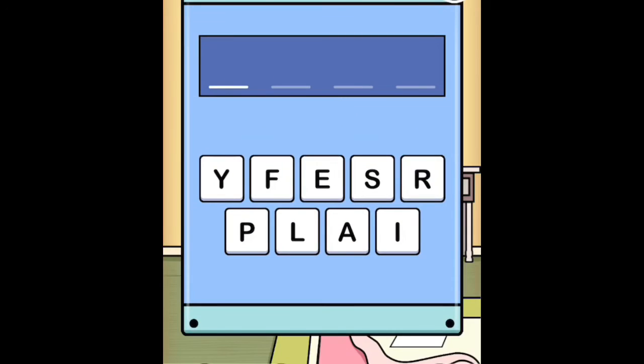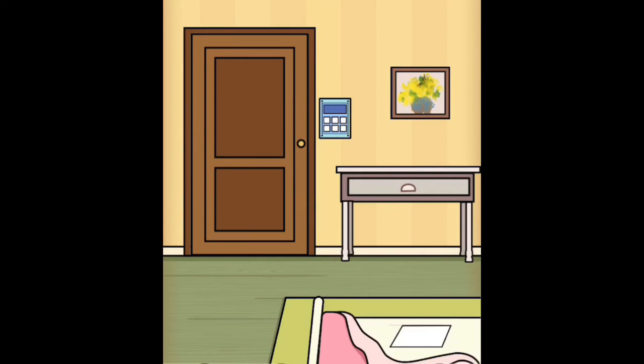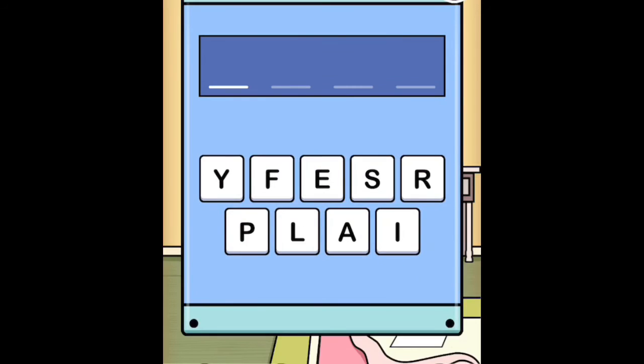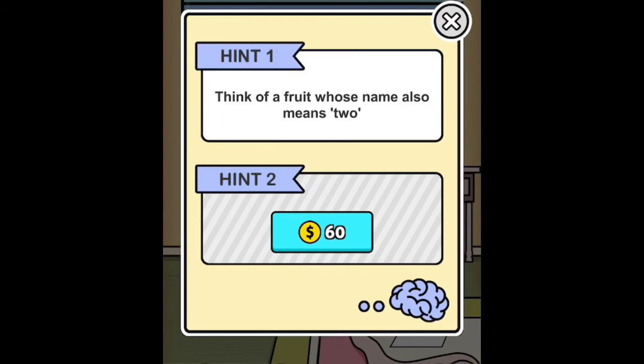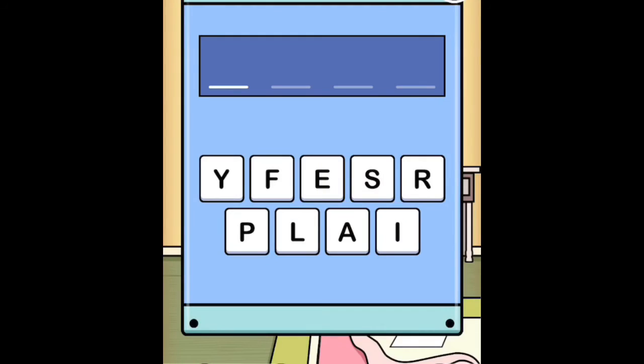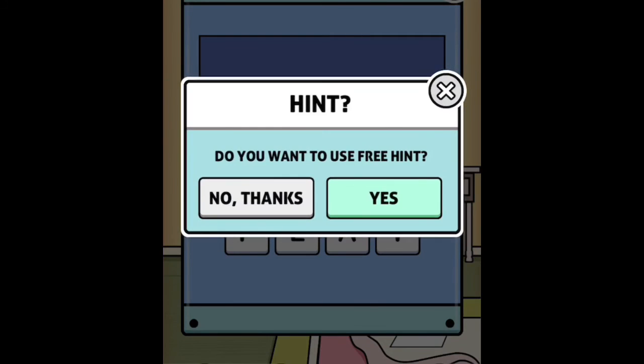I would guess grapes. What fruit is never found singly? A lot, I guess. Well, I would say, no, no. Nope. Yes, let's use the free hint. Think of a fruit whose name also means two. It'll be duo by two. I'm overthinking this. I want to say raisin, but there's no N, and that makes no sense.